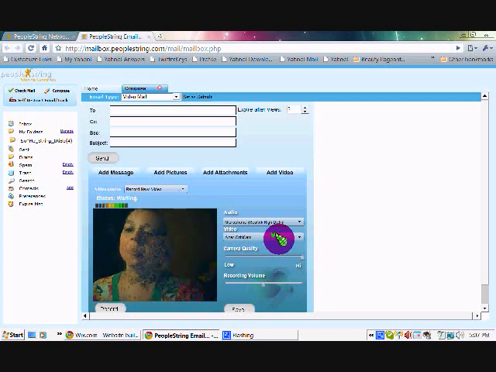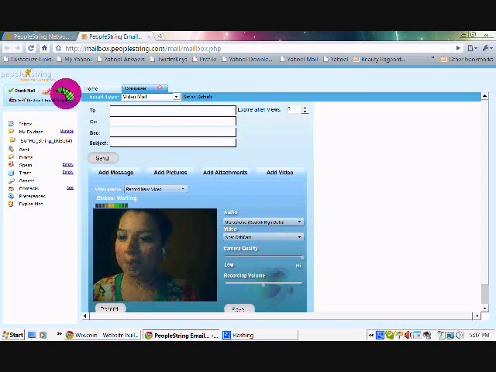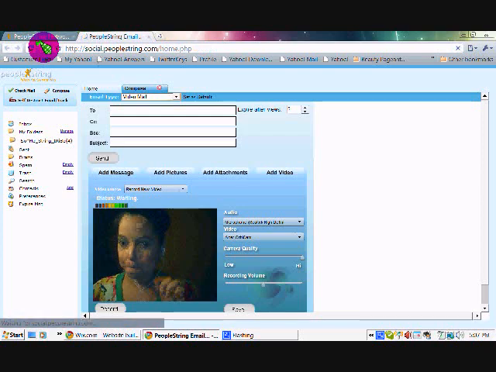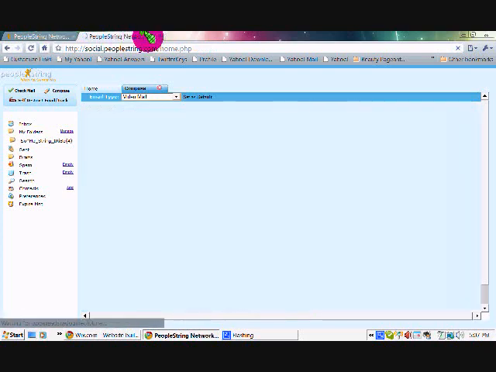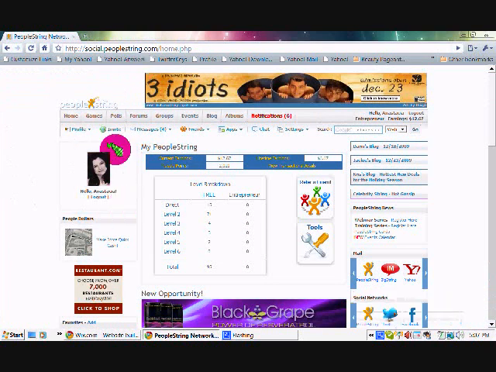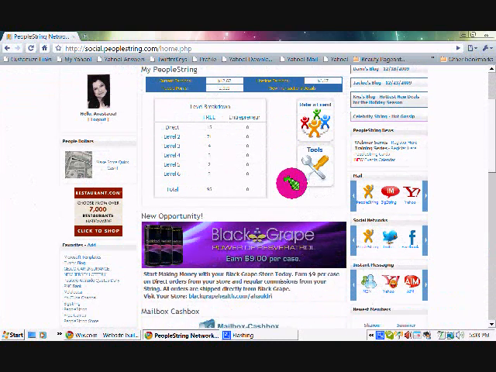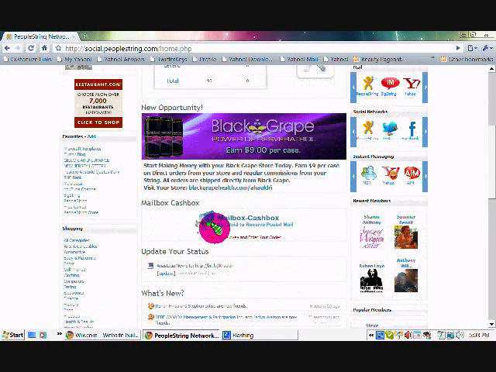Here we go. So we got our postcard and we got our code, so I'm going to put that to the side. And we're going to go right into the PeopleString account. So I'm just going to back out of this. Okay, and we're in PeopleString. This is my homepage, guys. And what you're going to do is scroll down and go into CashBox Mailbox.